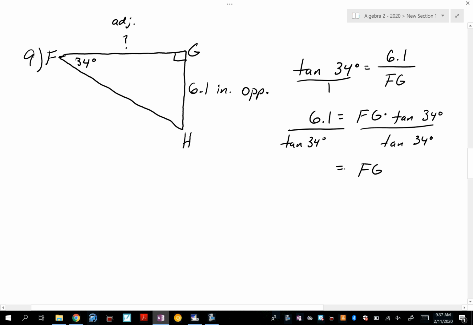All right, use that N over D button again. It's 6.1 divided by the tangent of 34 degrees. And you get 9.04 inches.